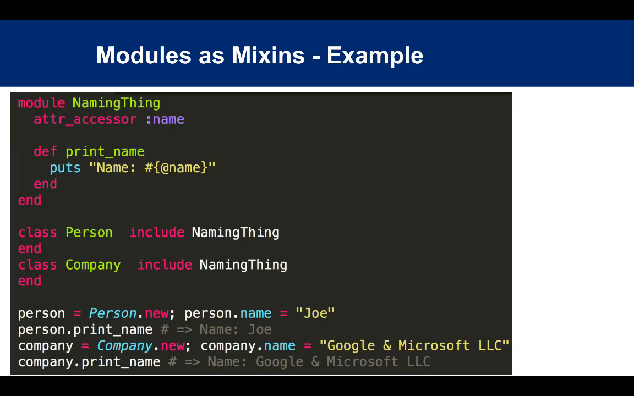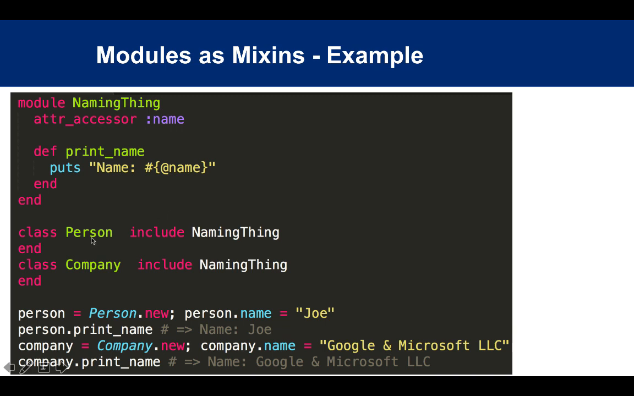So for example, let's see what a mixin is altogether. Let's say you have a module that's called NamingThing. And all this module does is it has an accessor called name, and it has a method called print_name that lets you basically print out the value of that accessor, of that name instance variable. And to set the name, you would do equals and then the value of the name. And you could also do .name, which would get you the value as well.